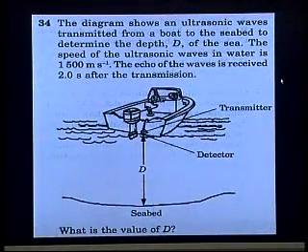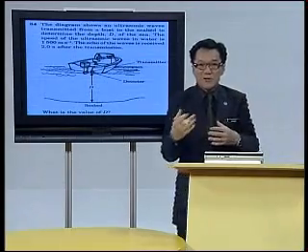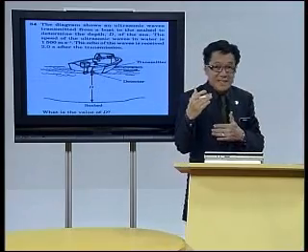Number 34. The diagram shows an ultrasonic wave transmitted from a boat to the seabed to determine the depth d of the sea. The speed of the ultrasonic waves in water is 1,500 meters per second. The echo of the waves is received 2 seconds after the transmission. The question is, what is the value of d? In other words, we have to calculate the depth d.